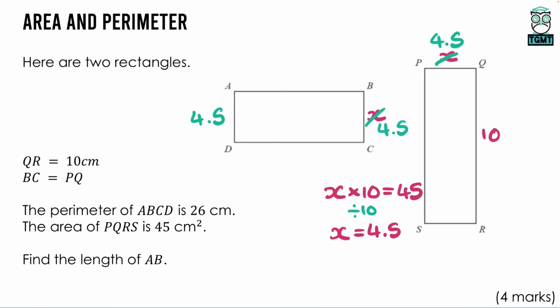We can now go back to that information that said the perimeter of ABCD is 26. So because we know the perimeter, which is the distance around the outside, is 26, we have two lengths, 4.5 and 4.5. That's equal to 9 in total. Again, you could add those up to the side. So if we do 26 and we subtract 9, we have what's left over, which is 17. So there are 17 centimetres split between these two opposite and equal lengths.